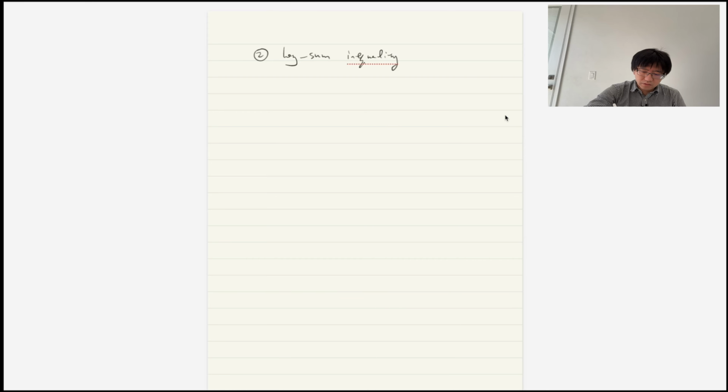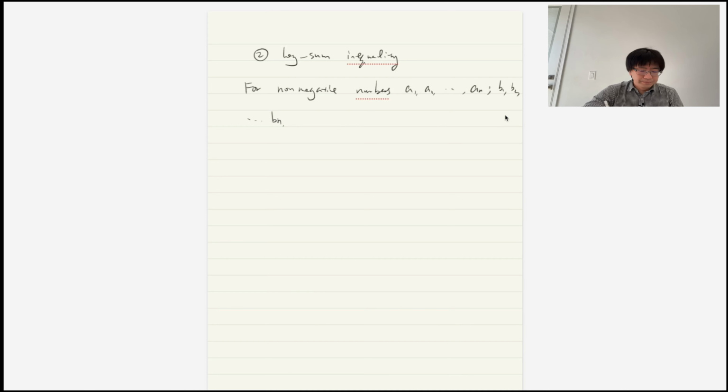Okay, so first we need to see some non-negative numbers. For some non-negative numbers a1, a2, up to an, and b1, b2, up to bn. Okay, so we have two sets, right? From a1 to an, and from b1 to bn, right?